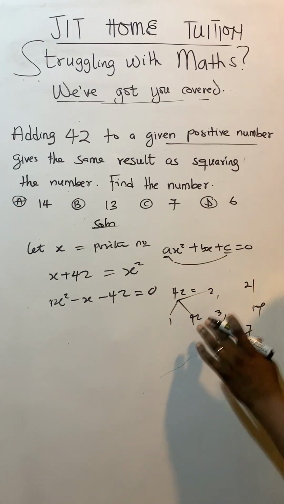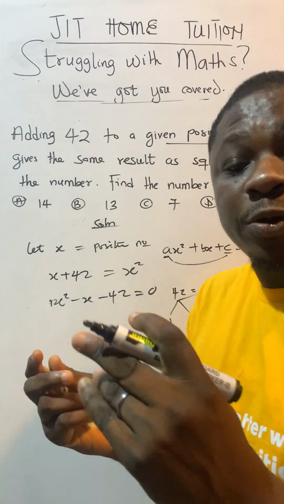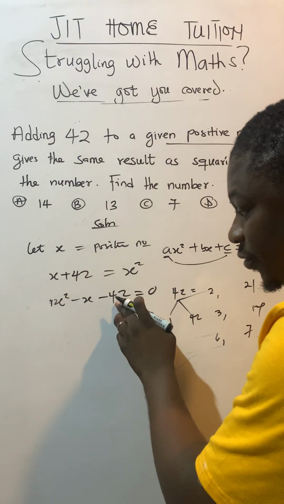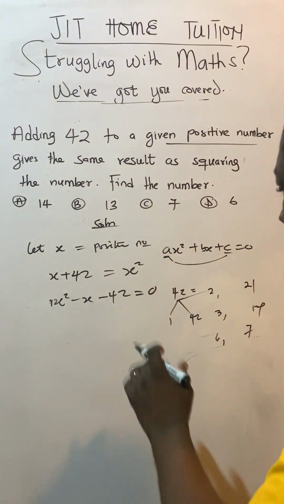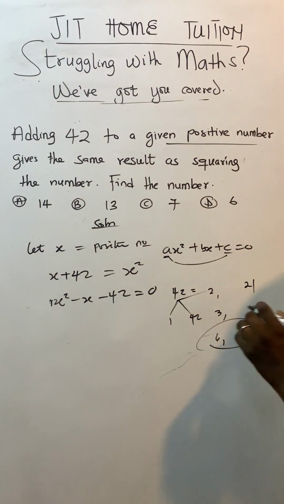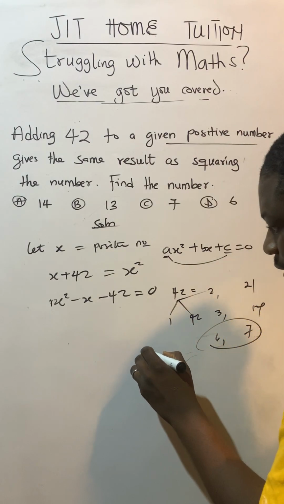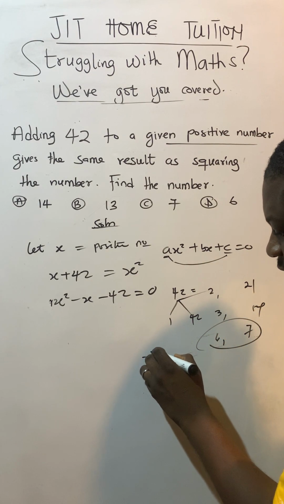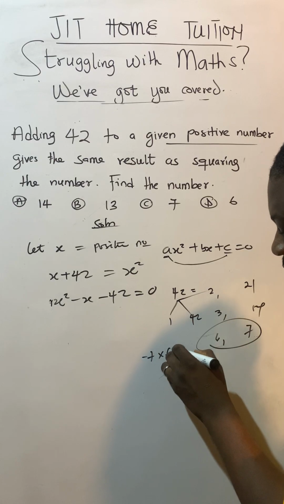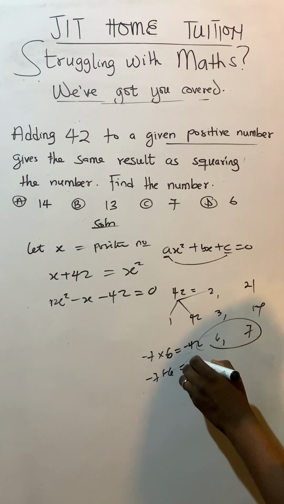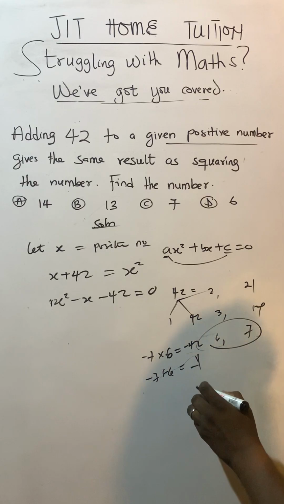Out of these factors, you choose two that when you multiply, you get negative 42, but when you add or subtract, it will give you this one, negative 1. So you go in for this: negative 7 times 6 will give you negative 42, and negative 7 plus 6 will give you negative 1.